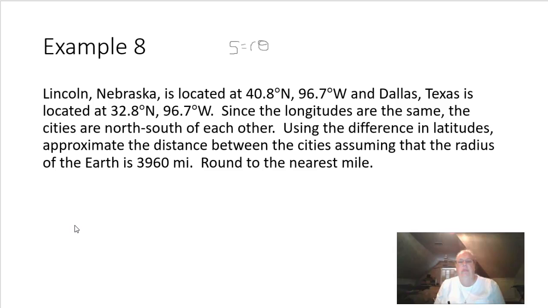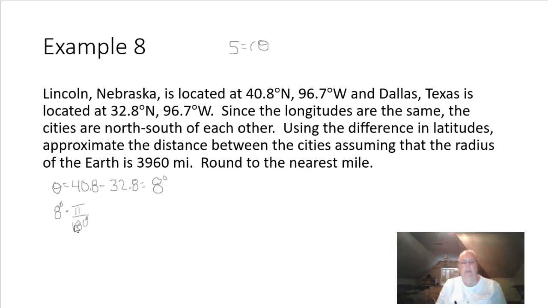All right, so the first thing it told me to do was use the difference in the latitudes. That means our angle is going to be 40.8 minus 32.8, which means that our angle we're going to be using is 8 degrees. All right, the next thing we want to do is use our formula here because we have our radius. They gave it to us right here. We have our angle, but the angle is not in radians. So let's take our 8 degrees and multiply it by pi over 180 degrees. This will give me a radian measure.